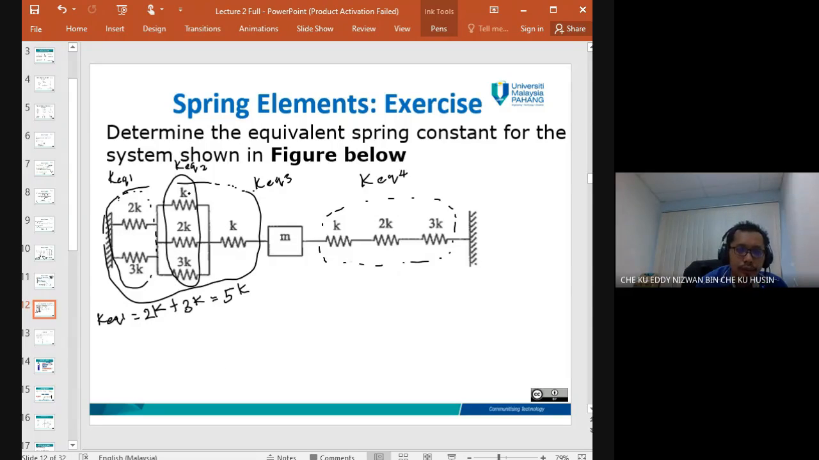Okay, and then K equivalent 2 also shares the same node. So just consider that the displacement for all the springs is equal. So K equivalent 2 is K plus 2K plus 3K, this is 6K. K is a constant, which can be any value. Now we go for K equivalent 3.